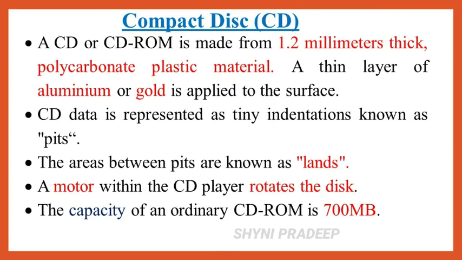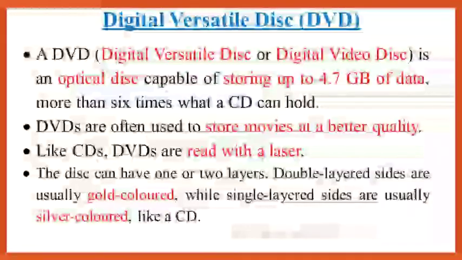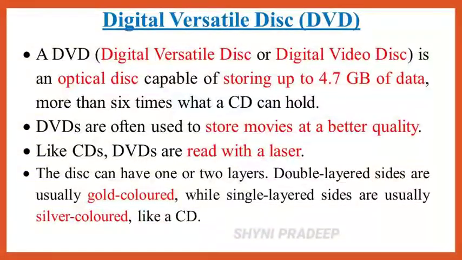Okay. And next, digital versatile disk, which means DVD. You can call it a digital video disk. A DVD is an optical disk capable of storing up to 4.7 GB of data. It is more than 6 times what a CD can hold. So a CD can hold up to 700 MB of data, but a DVD can store up to 4.7 GB of data. In DVDs, you can store movies at better quality.